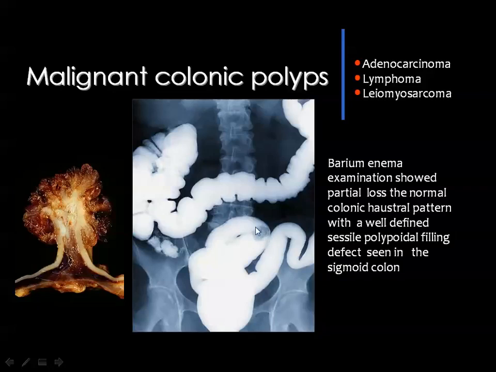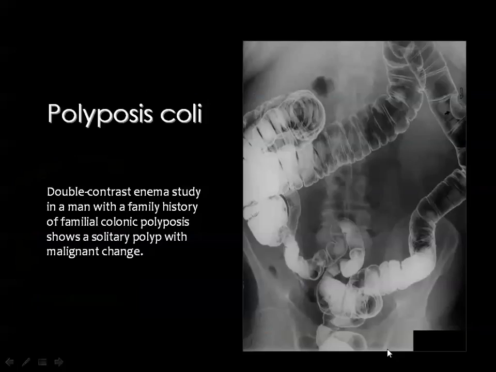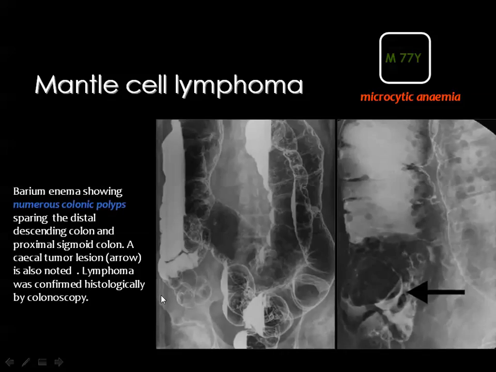It appears as a filling defect in the barium enema, and it may be associated with significant thickening of the adjacent colonic wall. And you see this is a lesion which is a sessile filling defect in the proximal part of the descending colon, with thickening of the related colonic wall. And lymphoma may also be associated with polyps in the colon.